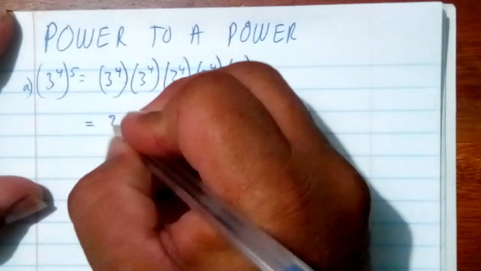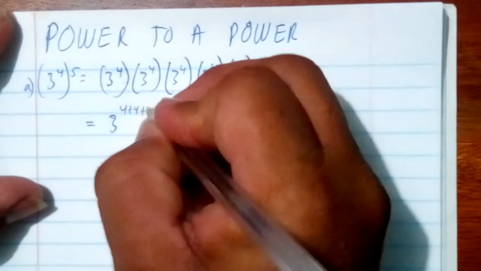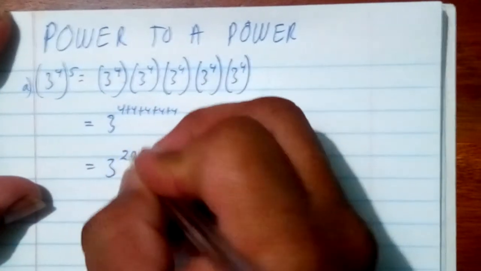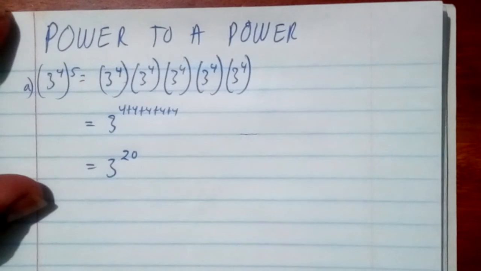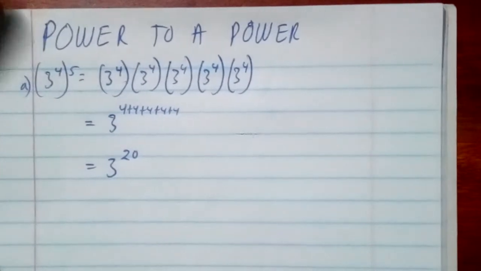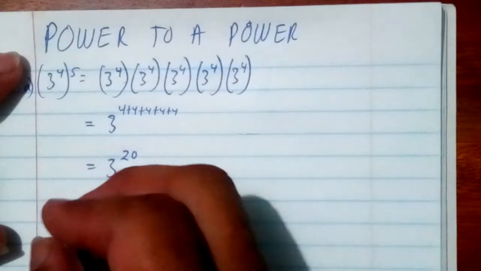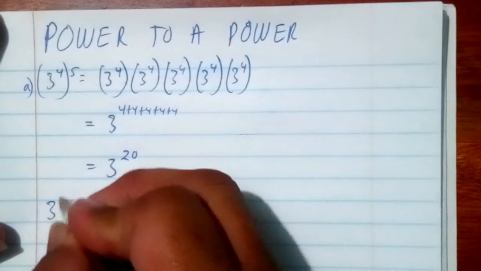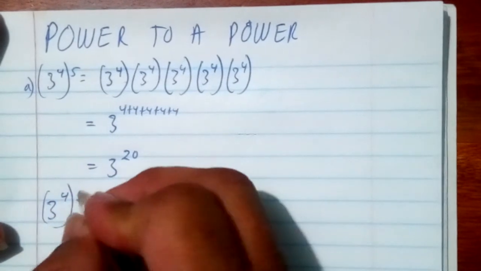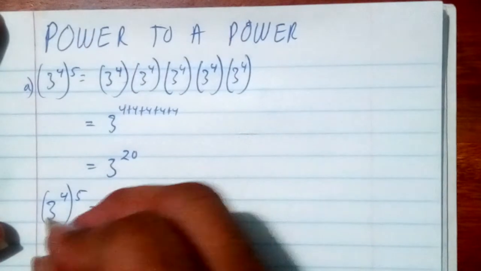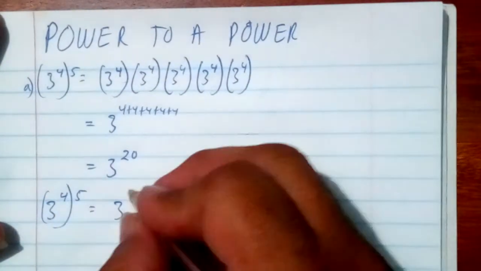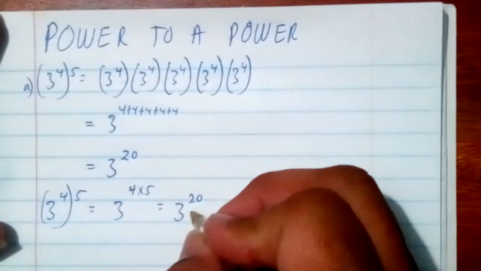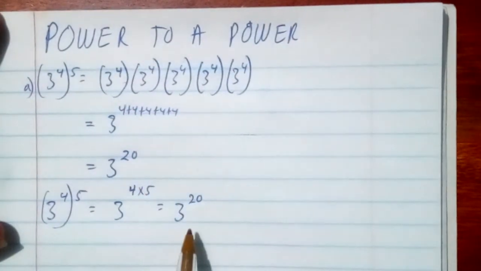This now gives us 3 to the 4 plus 4 plus 4 plus 4 plus 4, which is then 3 to the 20th power. Now, is there a rule? Is there something that can help us solve this much better? Well, yes. So for right now, this is what you are going to do. We're going to say 3 to the 4th power to the 5th power means you keep the base, and you take that power which is inside times the outside power, which gives us 3 to the 20th power. That's our solution in exponent form.